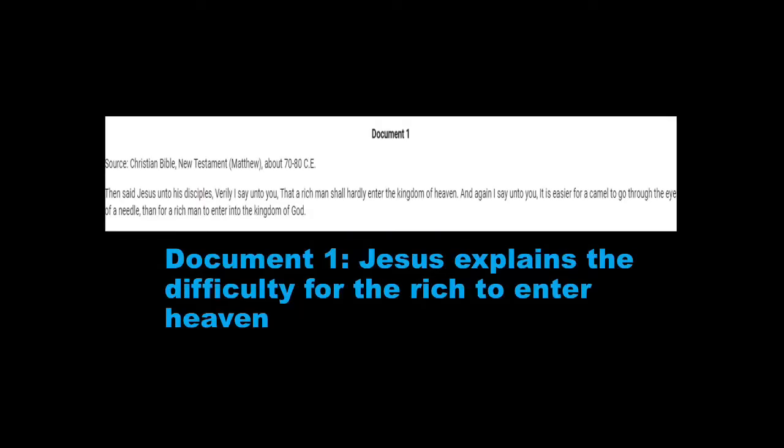In document 1, we have a section from the New Testament book of Matthew in the Bible in which Jesus essentially says that it is difficult for the rich to enter heaven. Again, you can look at that closer on your own, but that's the main point. Jesus explaining how hard it is for a rich person to get into heaven.